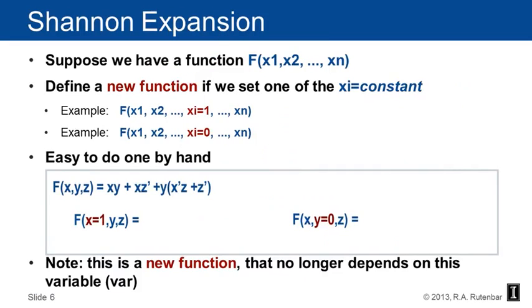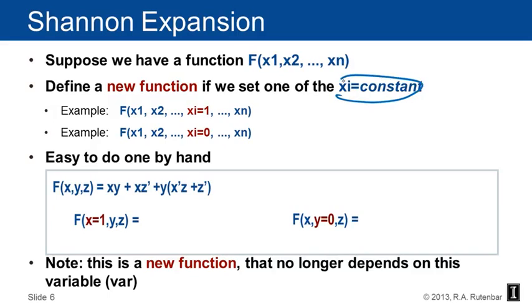And the Shannon expansion is a very simple kind of idea. So we're going to start by defining something new. We're going to define a new function, which sounds a little strange. What if we take the existing function that we've got, this f of x, which is shown above, and we set one of the variables to be a constant value?